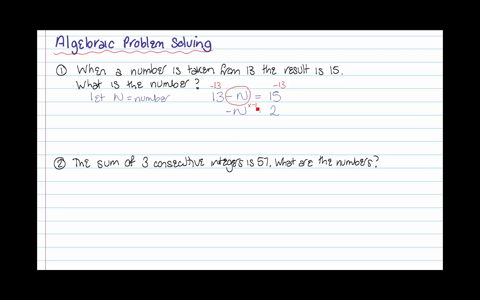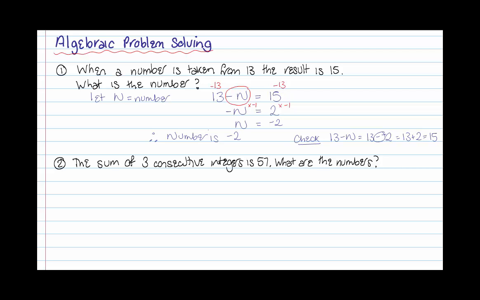Now the problem here is that I have negative n, but I want positive n. So if I multiply both sides by negative 1, I now make n positive, because negative n times negative 1, two negatives make a positive. So that's n equals 2 times negative 1, which is negative 2. So therefore, the number is negative 2. And you can check it. Checking it in the original equation, which was 13 take n, so that's 13 take negative 2. Two negatives become a positive, so 13 plus 2 is 15, which is what I wanted, so that's correct.